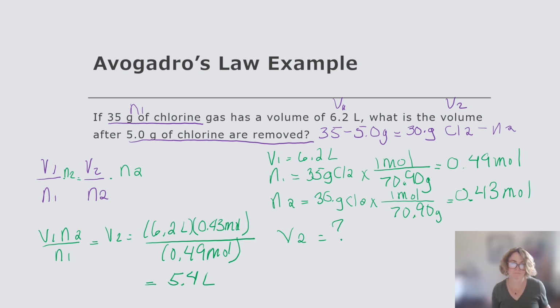5.4 liters. Now, let's talk about this. Does this make sense? I started out with 35 grams of chlorine gas with a volume of 6.2. I removed some of that gas, and so the volume should have decreased, and in this case, yep, the volume definitely did decrease. It went from 6.2 to 5.4. And again, I want to make sure that I have the right number of sig figs. Everything in here has two significant figures, so my final answer should have two significant figures.